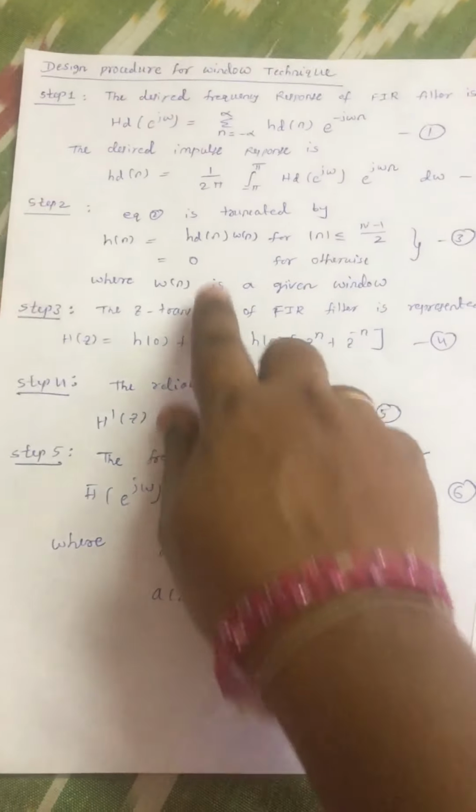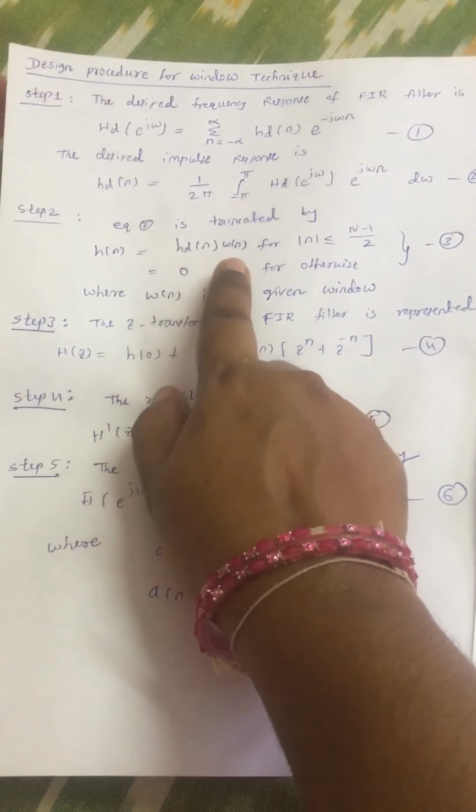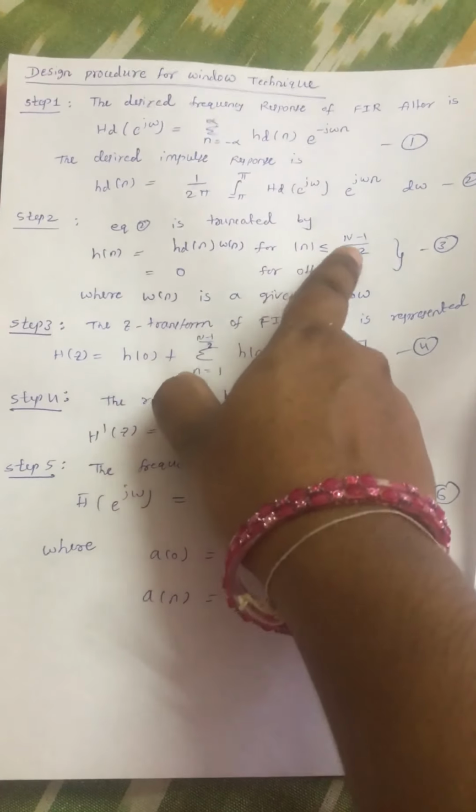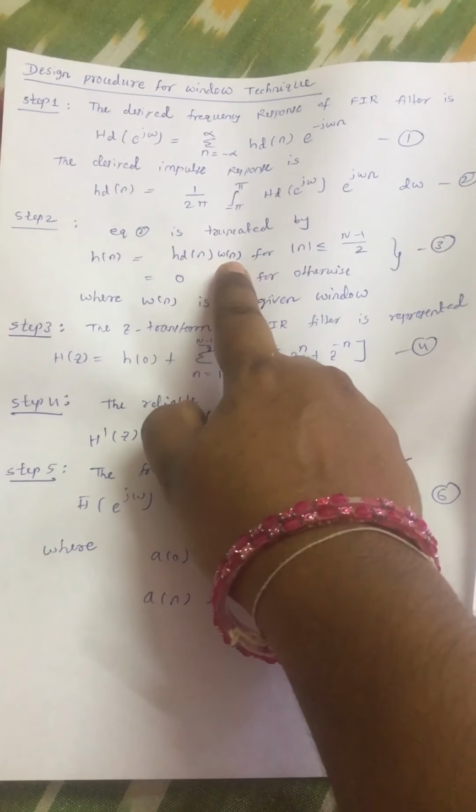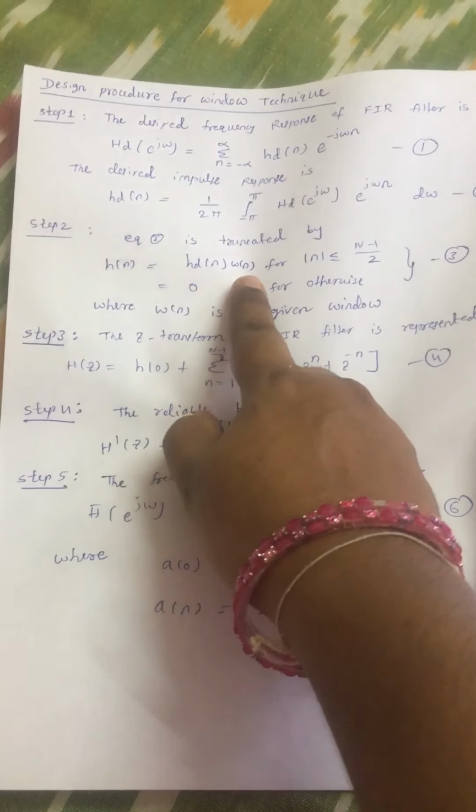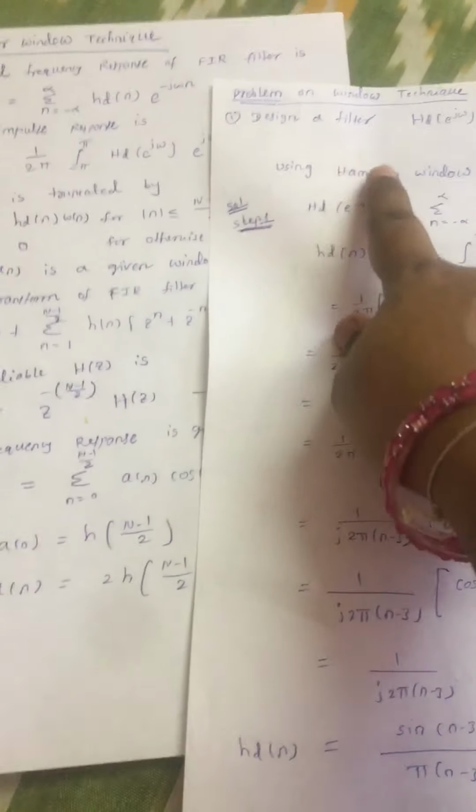Next step 2. What is step 2 in the design procedure? h(n) = hD(n) times w(n) for |n| ≤ (N-1)/2. Here w(n) is nothing but the window equation. In the given problem, what did they mention? Hamming window.